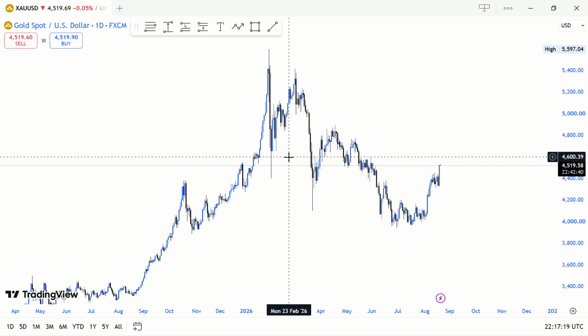I was able to execute gold trade with just 2 steps.